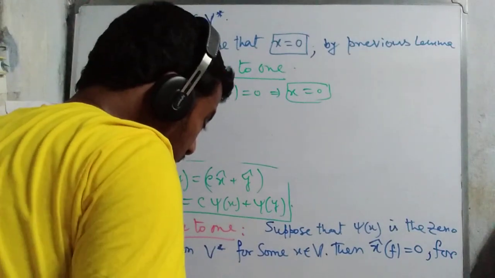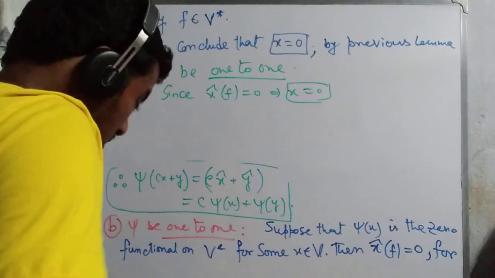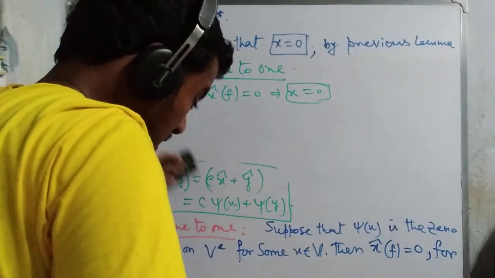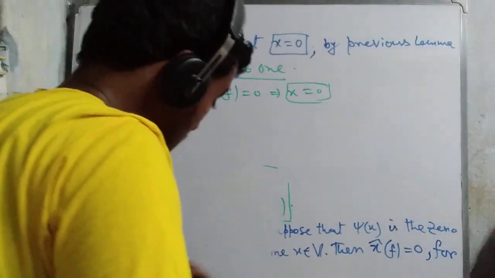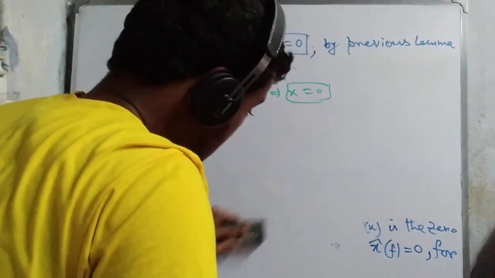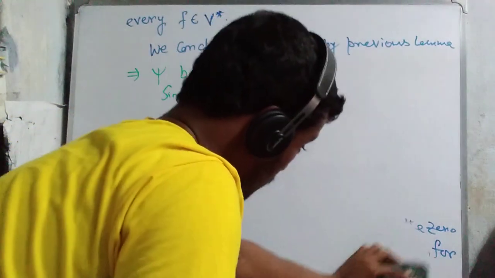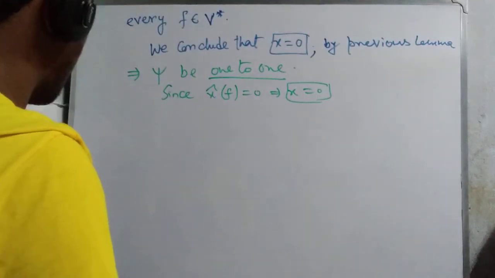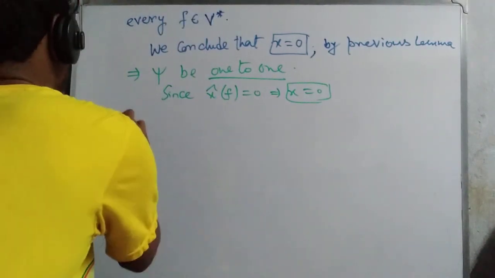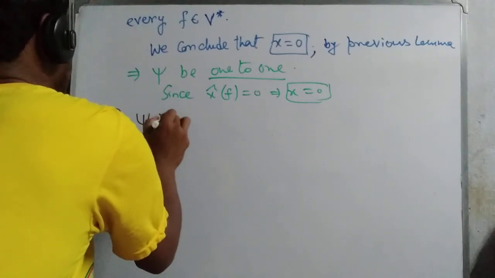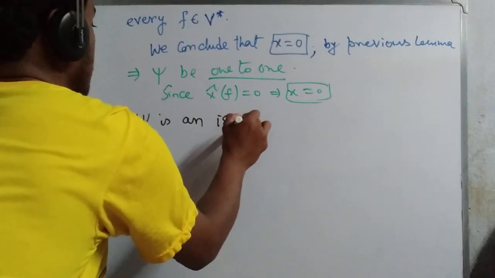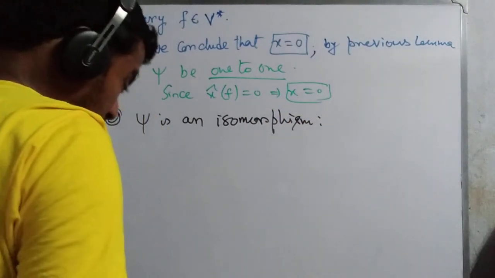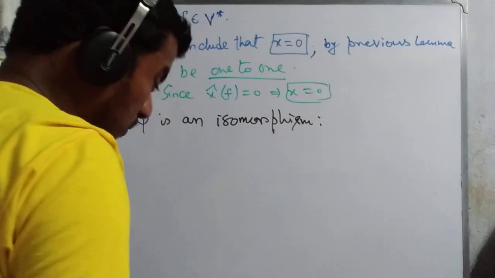So in this way, again we write that psi is an isomorphism. Psi is linear and psi is one-to-one, then psi is an isomorphism. That means we just have to prove onto.